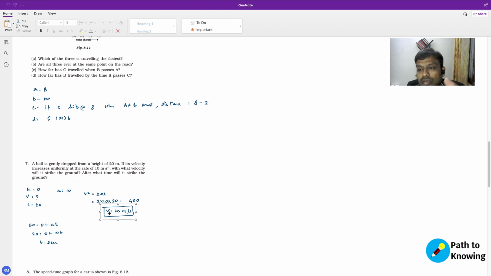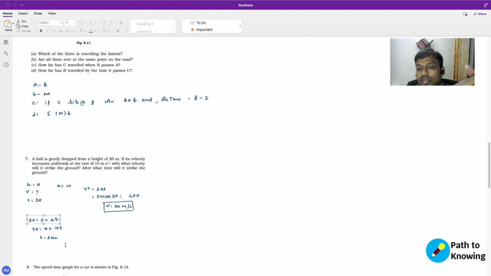Once you have v, you can calculate the time as well using the first equation, which is v is equal to u plus at, and you can calculate the time to be 2 seconds before it hits the ground.